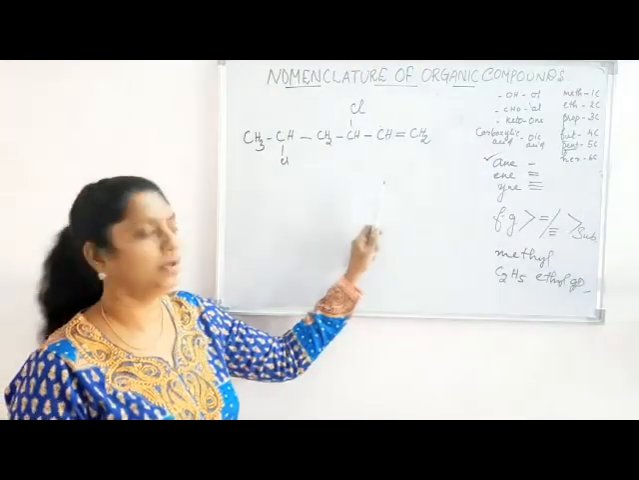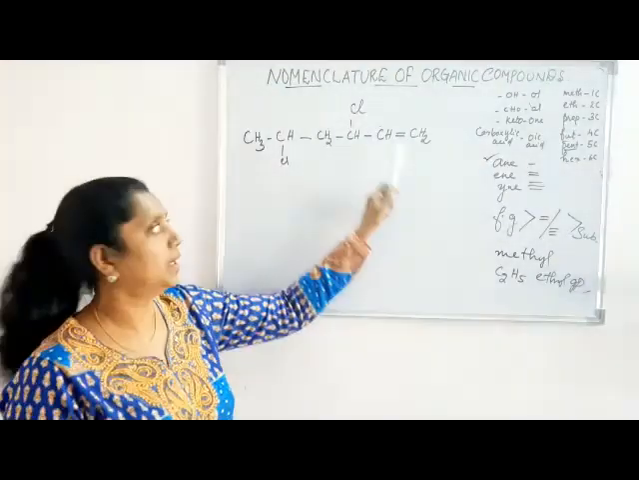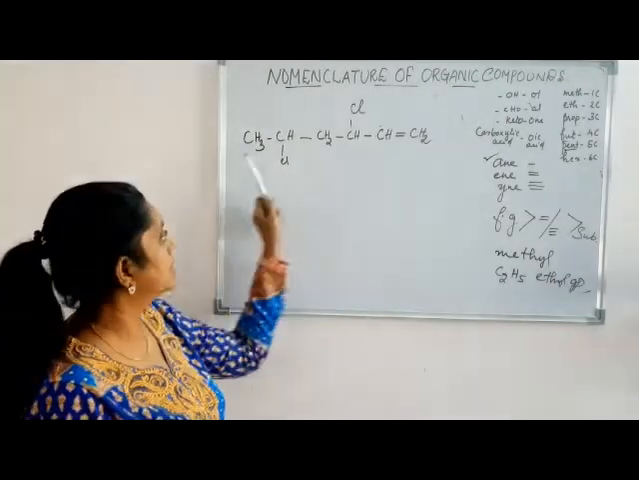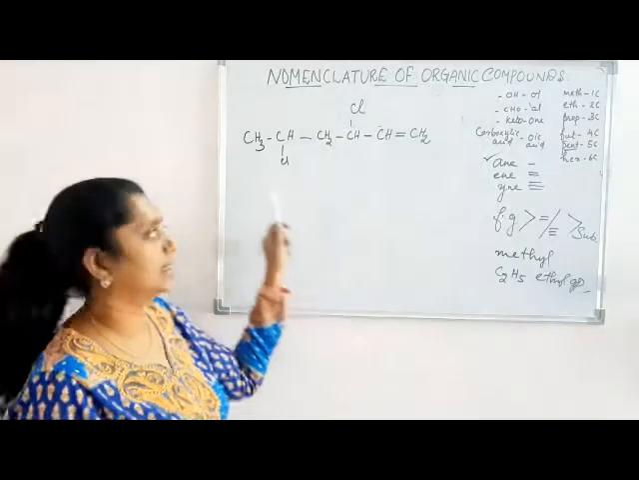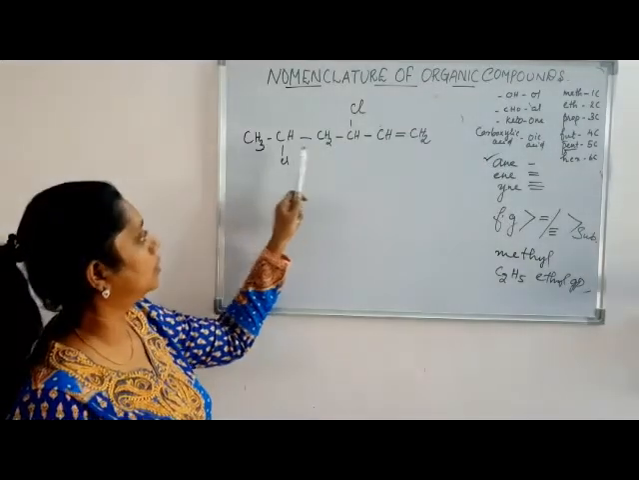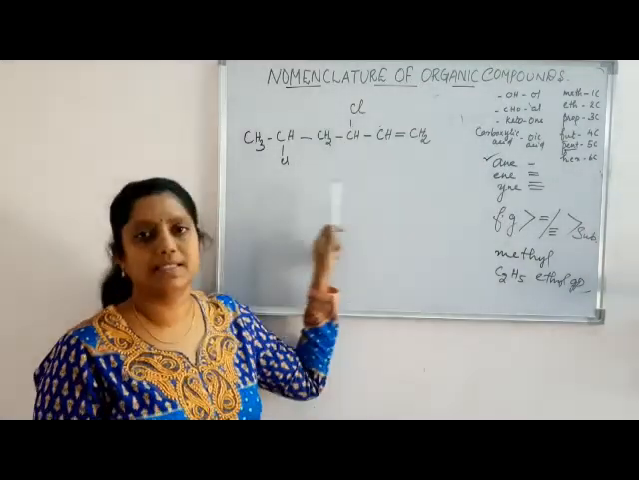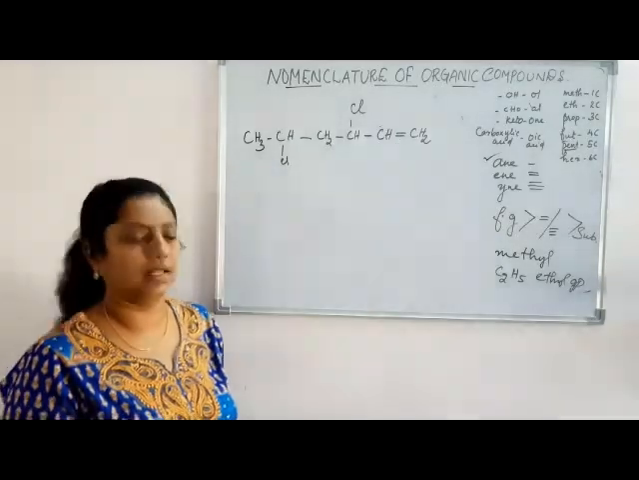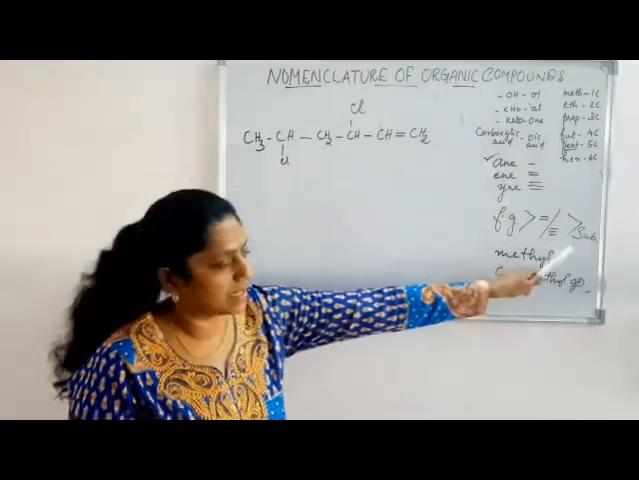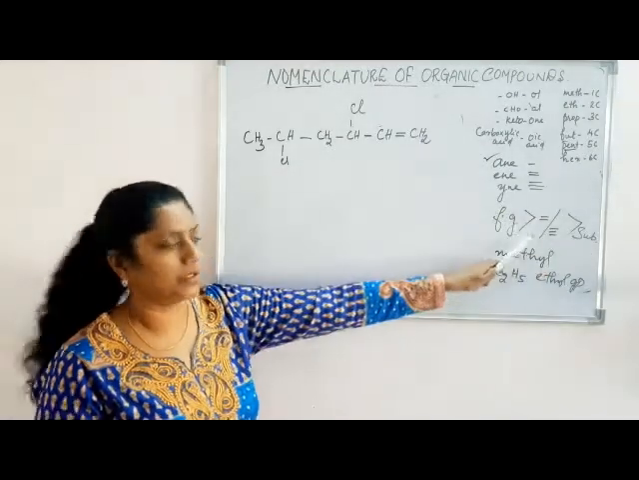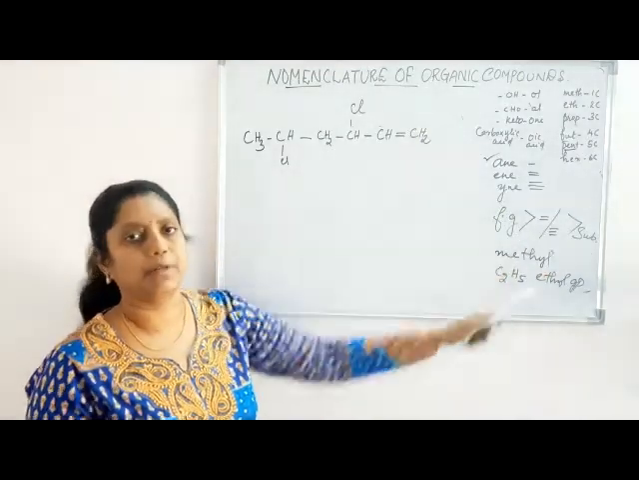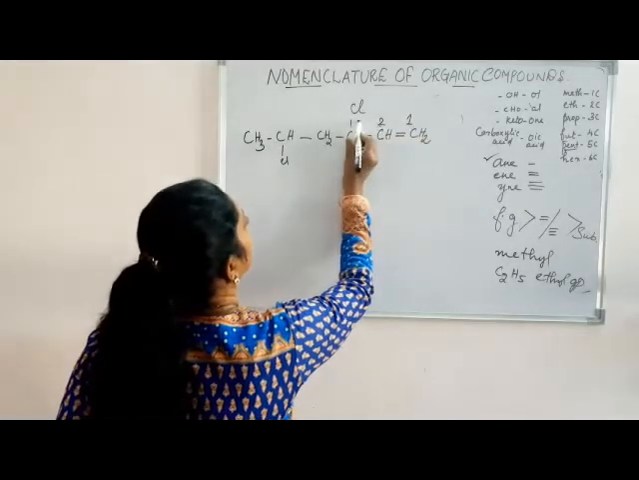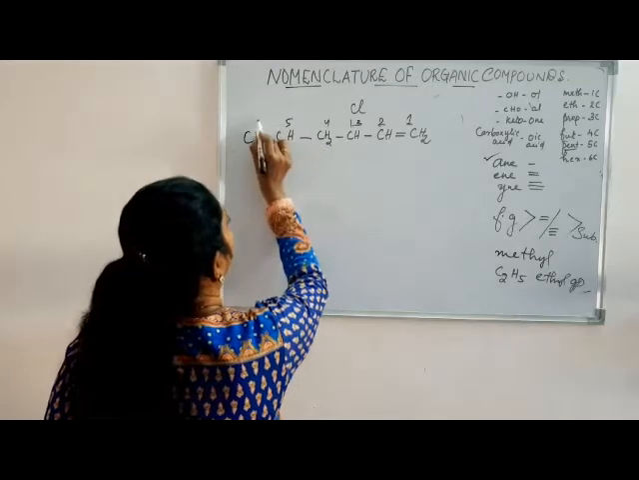This is the next compound. It contains a double bond and two substituents. First find the longest chain. This is the longest chain and it contains how many carbon atoms? 1, 2, 3, 4, 5 and 6 carbon atoms are here. When there are multiple bonds and substituents, we give priority to the multiple bond. So numbering should start from here. 1, 2, 3, 4, 5 and 6.